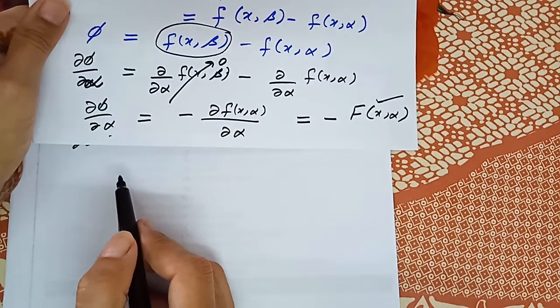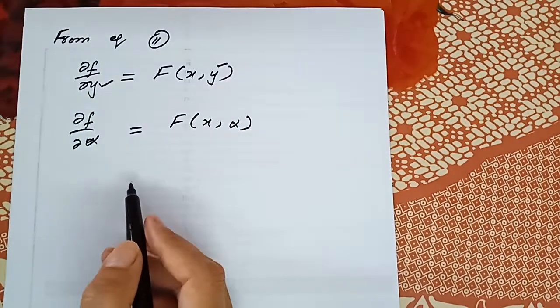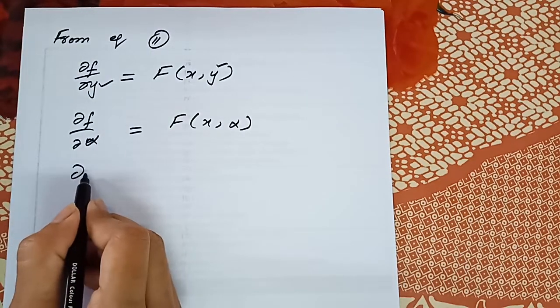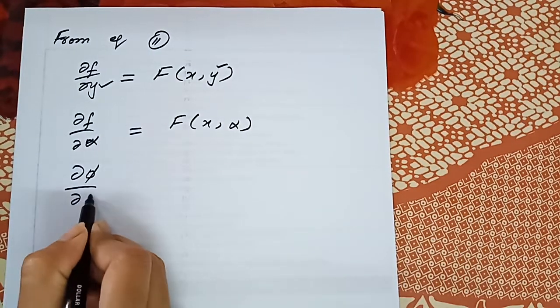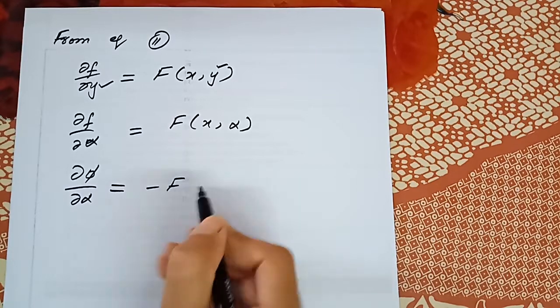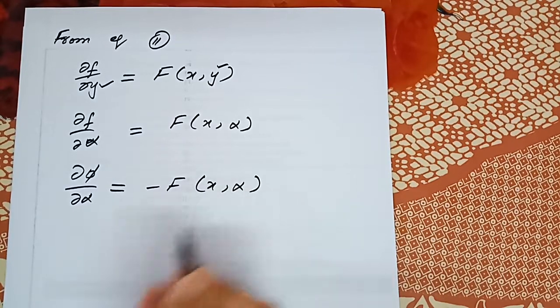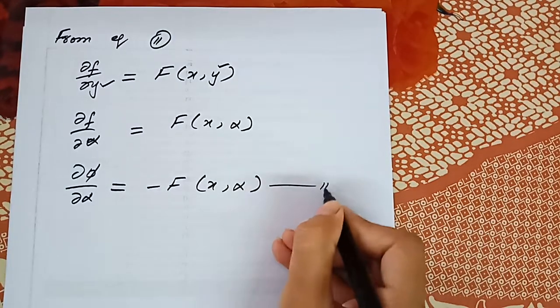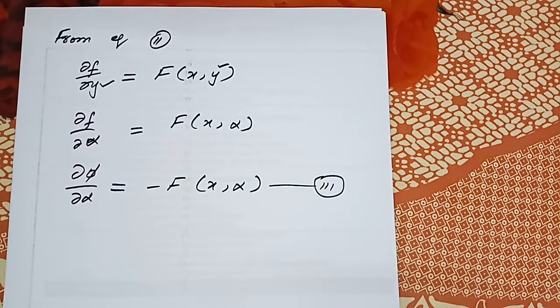And you know that this capital F of x, alpha was negative partial phi over partial alpha. So what you can write, you know that partial phi over partial alpha was negative f of x, alpha. So mark it as equation number 3.